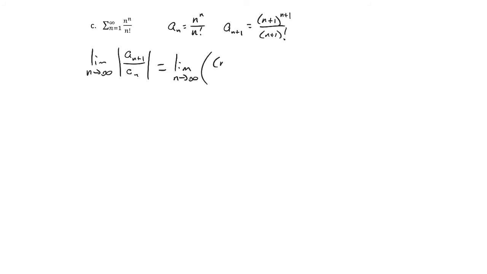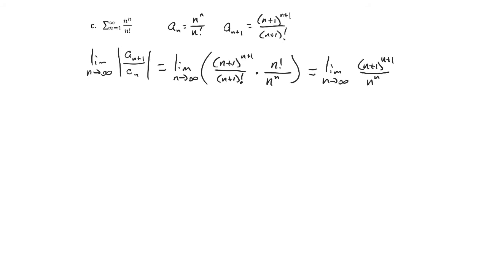A sub n plus 1 was n plus 1 to the n plus 1 divided by n plus 1 factorial. Dividing by a sub n is multiplying by its reciprocal. So we have n factorial divided by n to the n. Okay, so let's do some simplifying here. Let's group the factorial guys together. I've got the limit as n goes to infinity of, let's see here, n plus 1 to the n plus 1. I'm going to divide that by n to the n.